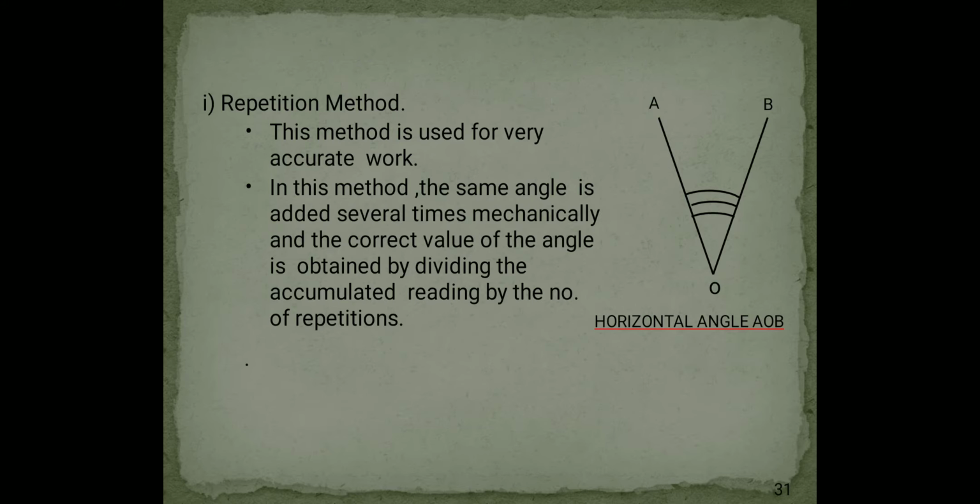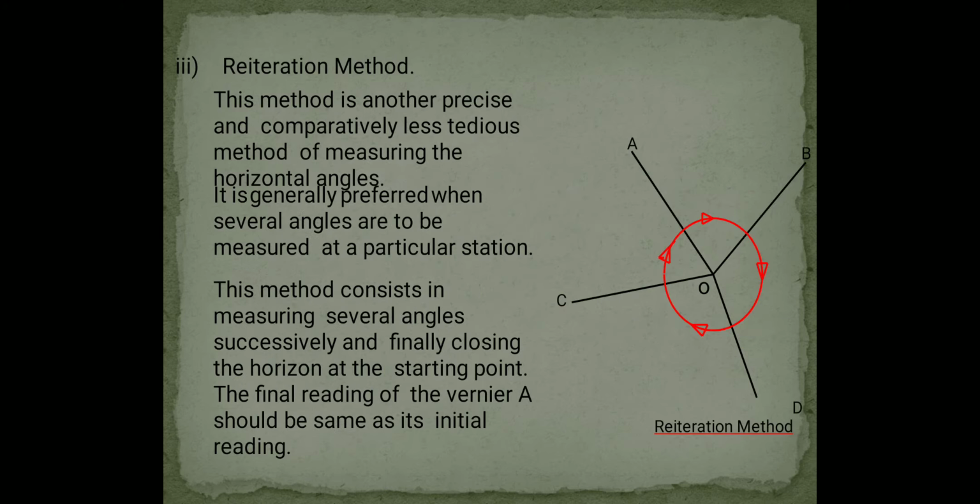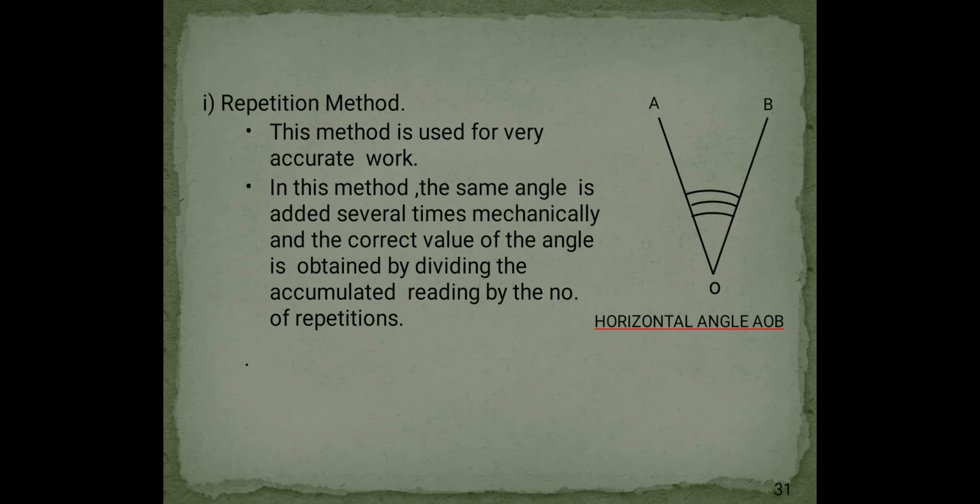Now we'll move on to the repetition method. This method is used for very accurate measurement. In this method, the same angle is added several times mechanically, and the correct value is obtained by dividing the accumulated reading by the number of repetitions. So here you can see the same angle is measured each and every time cumulatively.